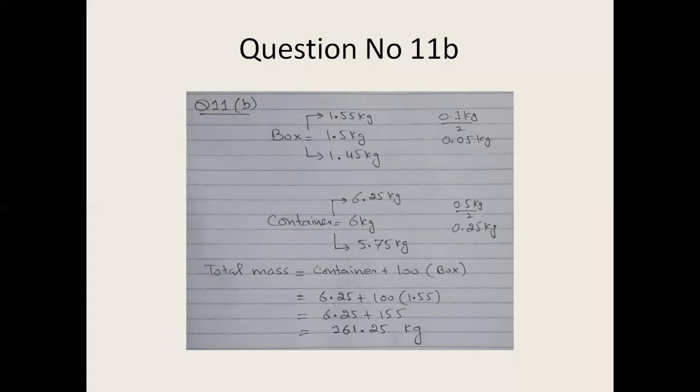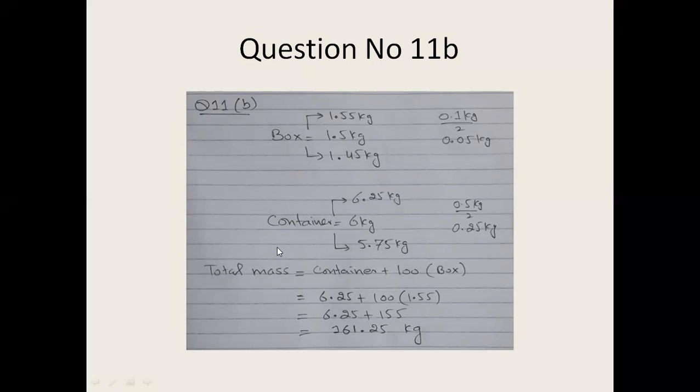The container is 6 kg, and this is correct to the nearest 0.5 kg. So 0.5 kg divided by 2 gives you 0.25 kg. When you add 0.25 kg to 6, you get 6.25 kg. That's the upper bound of the container's mass. And 6 minus 0.25 gives you 5.75 kg. That's the lower bound of the mass of the container.